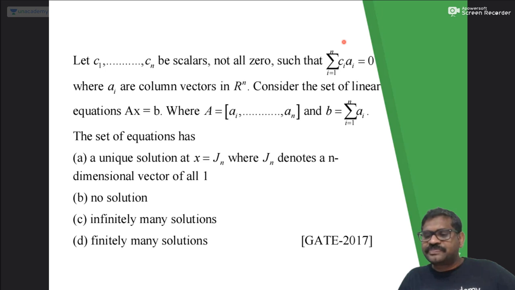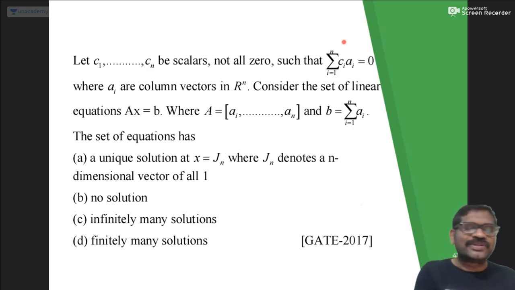please read the problem. I am not interested in the answer. You have to understand the process: how to process the given data, how to identify the keywords. Let C1, C2, you are not getting the question, I am explaining. Concentrate here. Let C1, C2, Cn be the scalars, not all 0. That is the keyword.